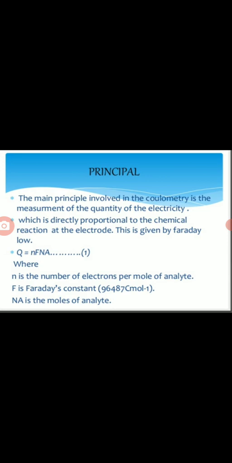Principle of coulometry. The main principle involved in coulometry is the measurement of the quantity of electricity, which is directly proportional to the chemical reaction at the electrode. This is given by Faraday's law. Faraday's law is Q = nFNa, where n is the number of electrons per mole of analyte, F is Faraday's constant, the value of F is 96,487 coulomb per mole, and Na is the moles of analyte.